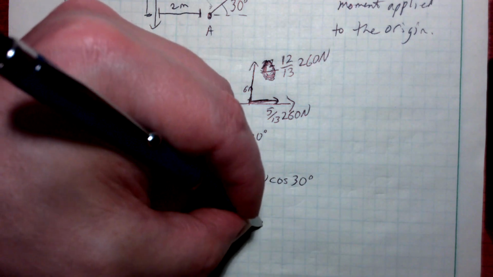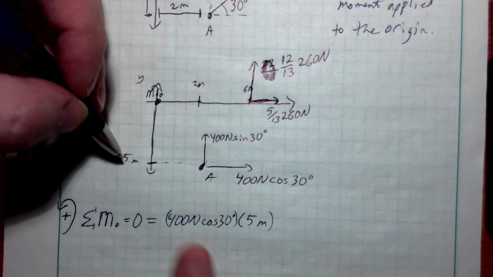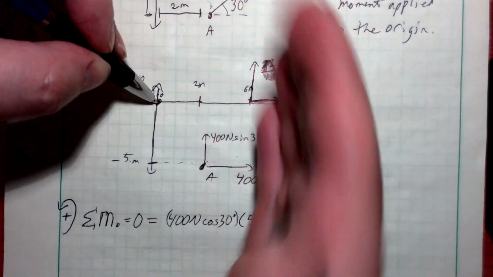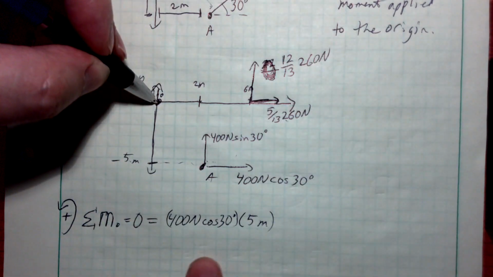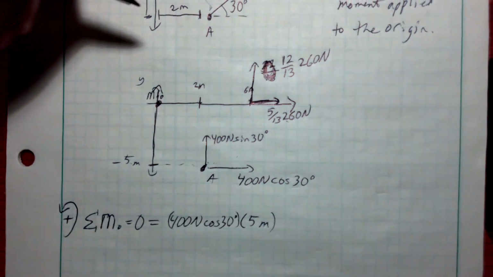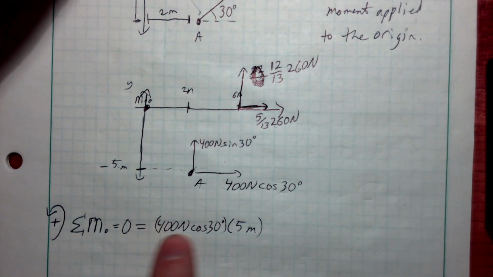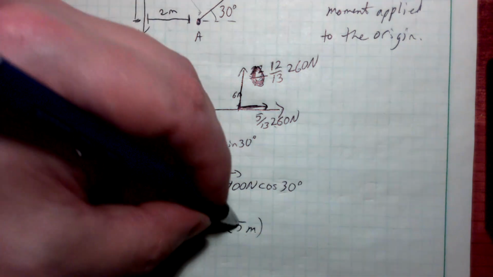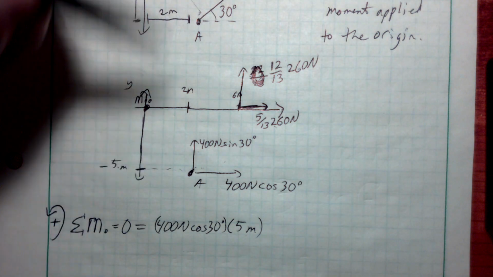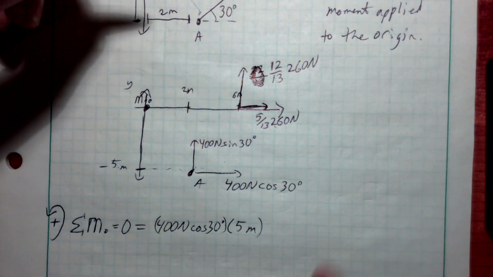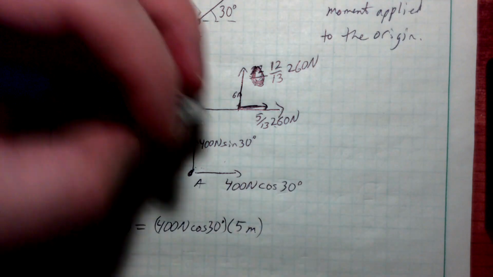Now, I'm not worried about the sign of this 5 meters. That sign is already taken care of in the fact that this is causing a counterclockwise rotation. That's the only sign I need to worry about. Is it counterclockwise or clockwise? That's going to determine whether it's positive or negative. Otherwise, I don't care about the signs of the force, the direction of the force, or the sign of the distance. It's all about whether it is causing a counterclockwise rotation, which this one is.